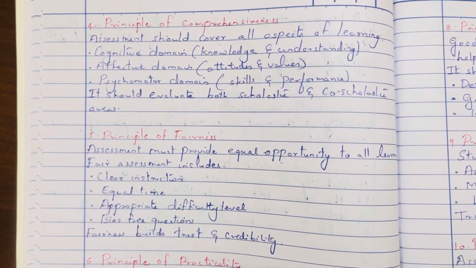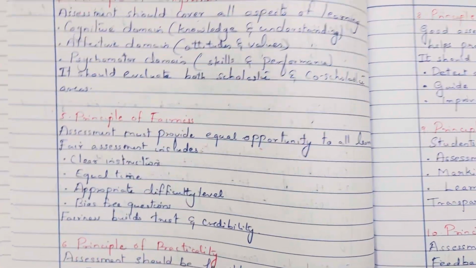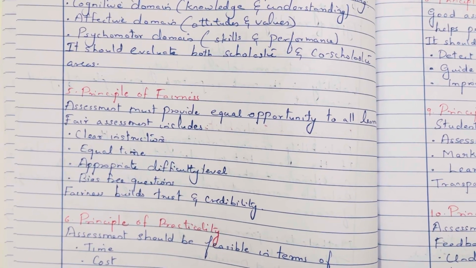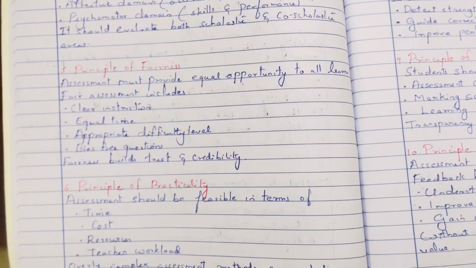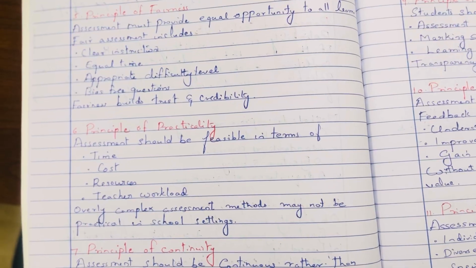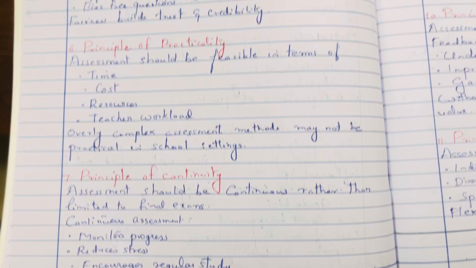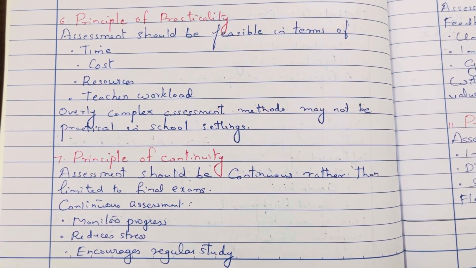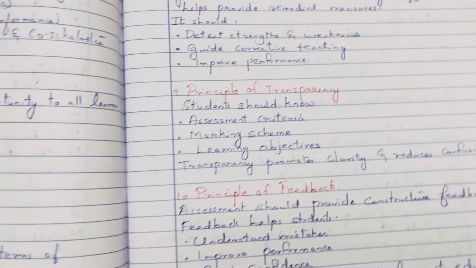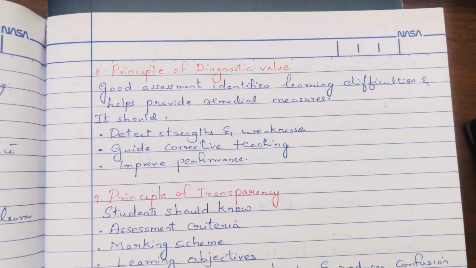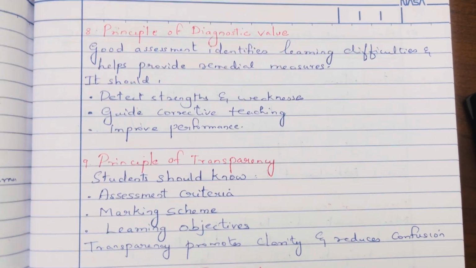Principle of comprehensiveness. It should cover all aspects of learning: cognitive domain, affective domain, psychomotor domain. Principle of fairness: must provide equal opportunity to all learners. Principle of practicality means considering time, cost, resources, teacher workload, etc. Principle of continuity: monitors progress, reduces stress, encourages regular study. Principle of diagnostic value: it should detect strengths and weaknesses, guide corrective teaching, and improve performance.